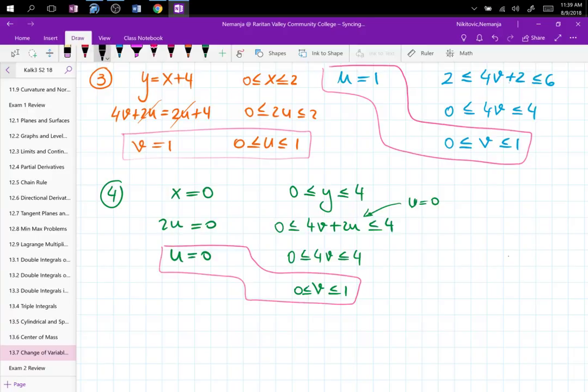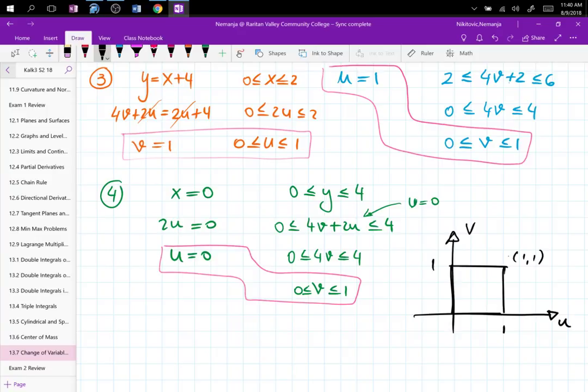And now when you draw this on your UV graph, your region is a square. And this is region S. So we took that parallelogram that we had in R and transformed it using this transformation into a square.